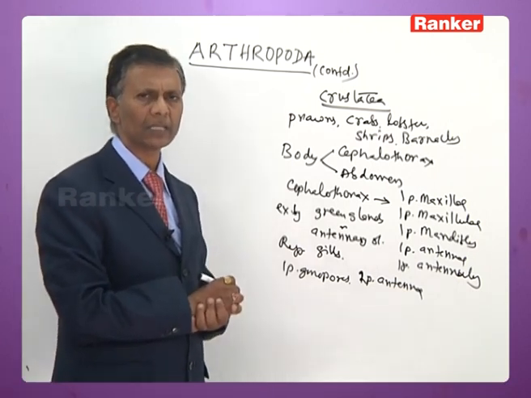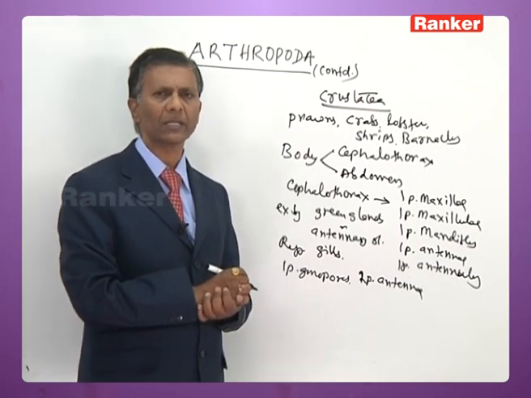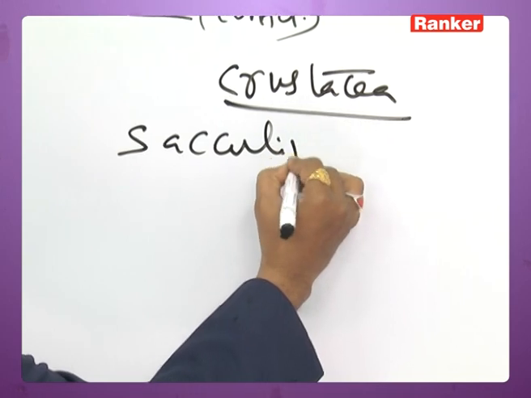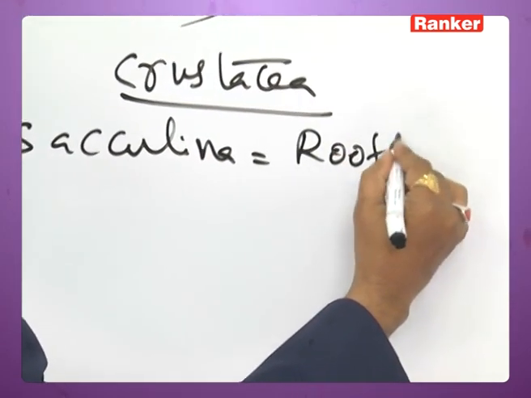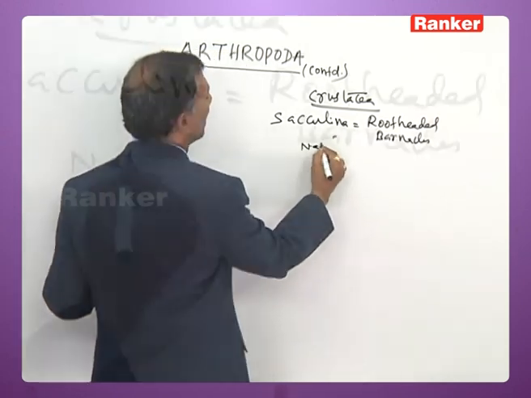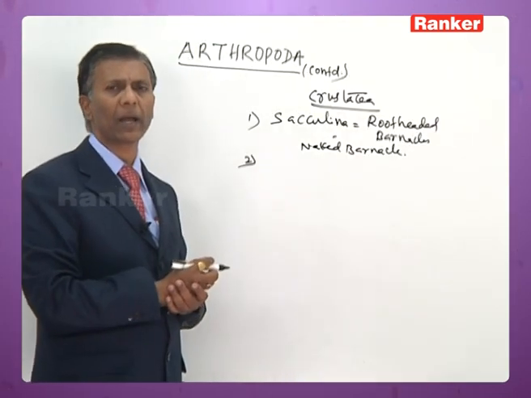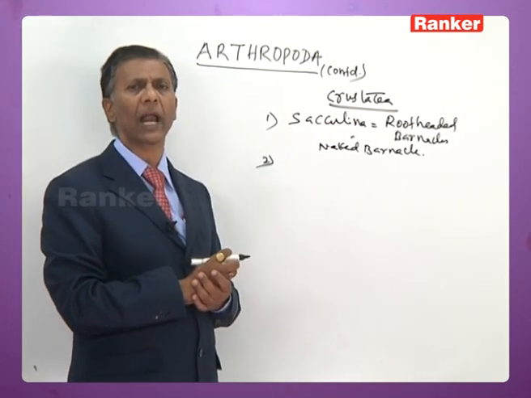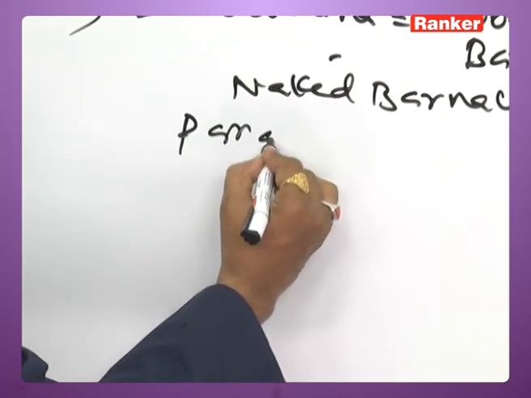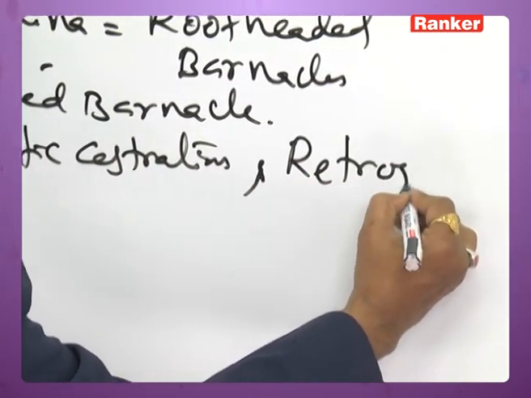Cephalothorax is covered by carapace. Crustaceans are characterized by the presence of biramous appendages. The most important examples for Crustacea are Sacculina, commonly called root-headed barnacle or naked barnacle. It is the best example for parasitic castration and retrogressive metamorphosis. So remember, it is the best example for parasitic castration and retrogressive metamorphosis.